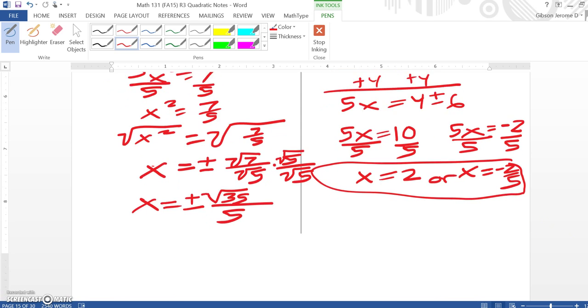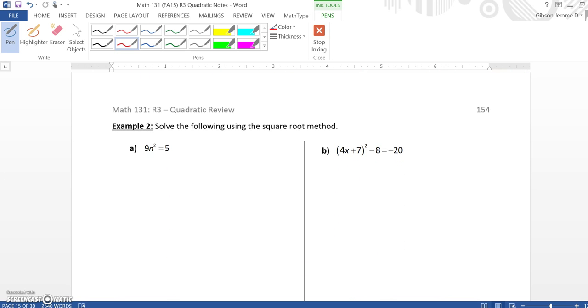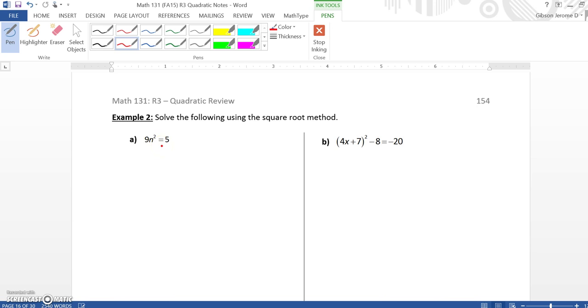Now we scroll down here to the next problem. We have example 2 on page 154. It says solve the following using the square root method. Now we know we need to get n by itself here. So we need to divide each side by 9. And we will have n squared is equal to 5/9.